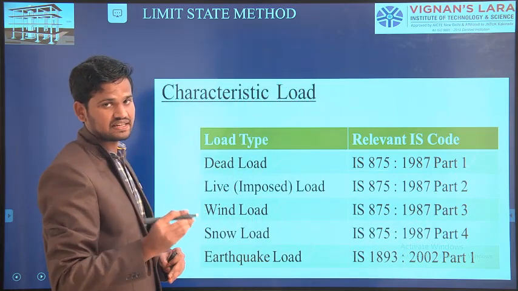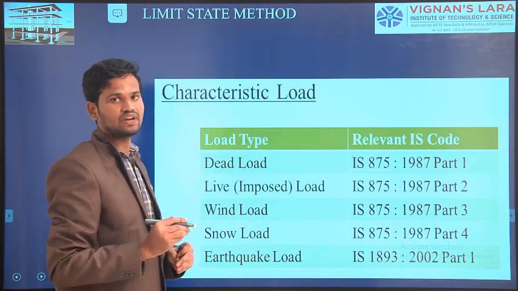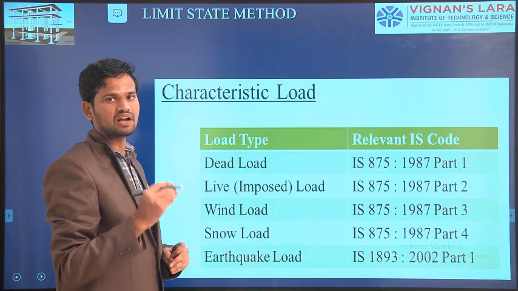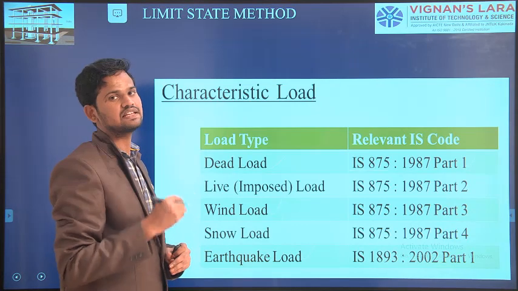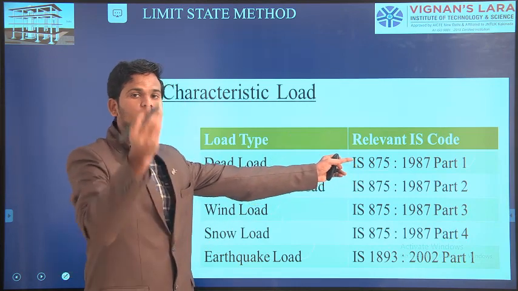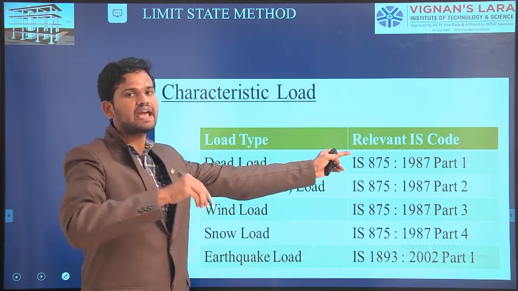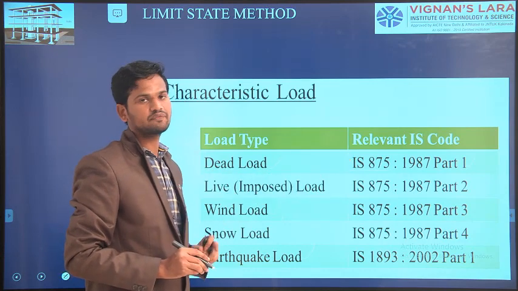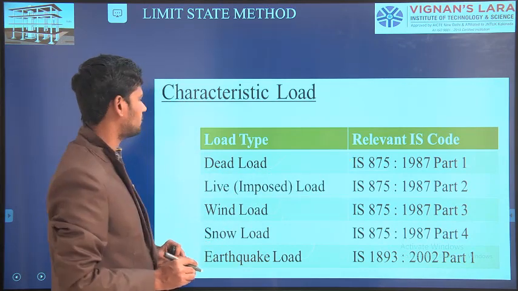If you consider different types of brick, masonry, aluminum, copper or any other steel members, for all these types of materials, what the unit weight is and how much material weight acts on the building, we will take it from the IS 875 part 1.